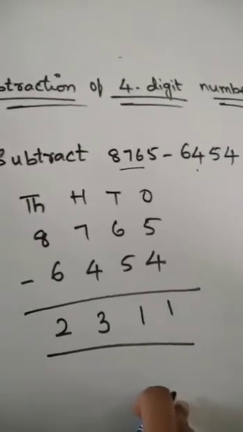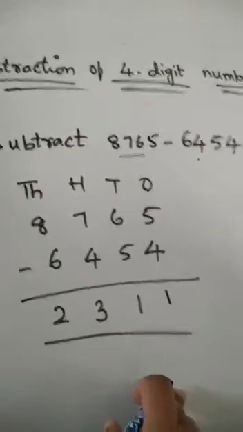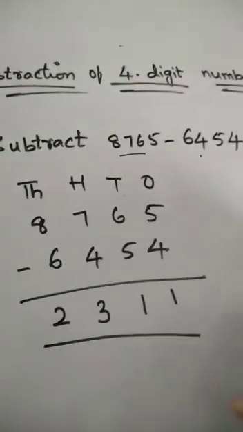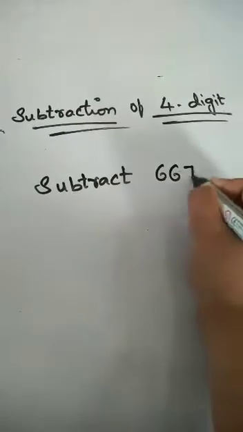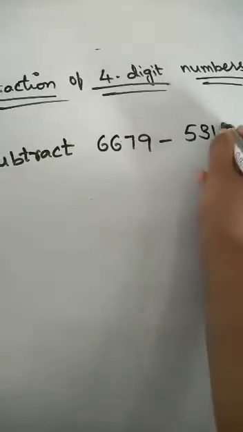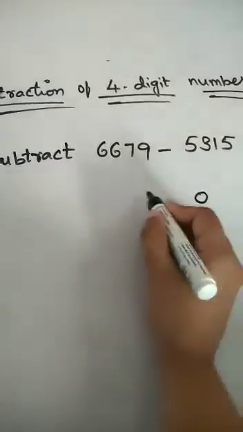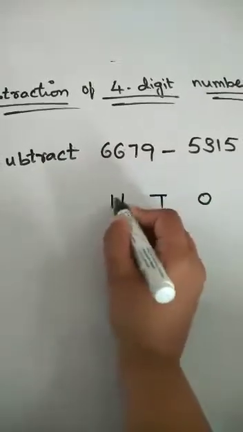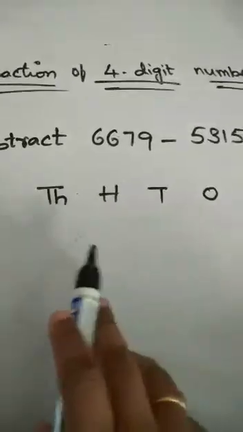So this is subtraction of 4-digit numbers without borrowing. Let us take one more example without borrowing. 6679 minus 5315. Ones, tens, hundreds, thousands.